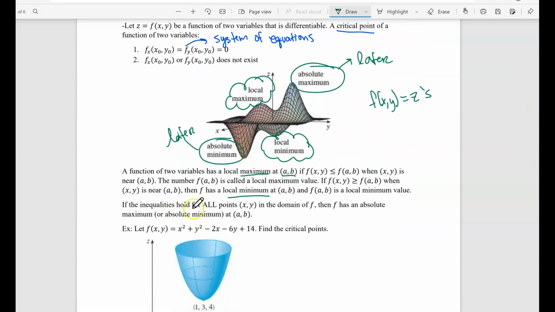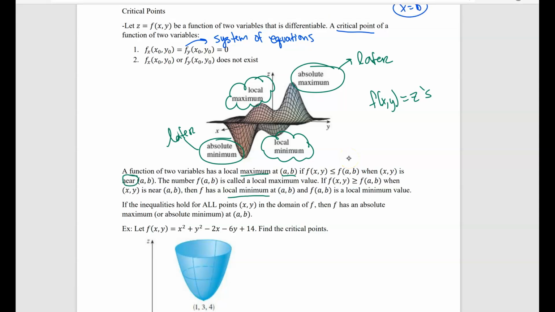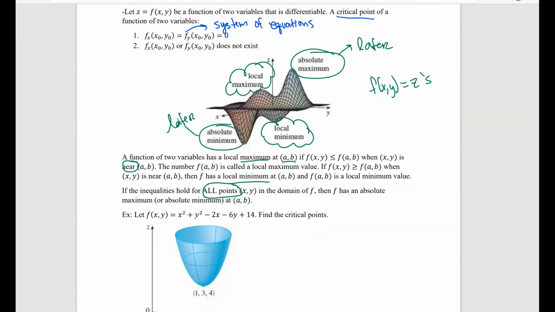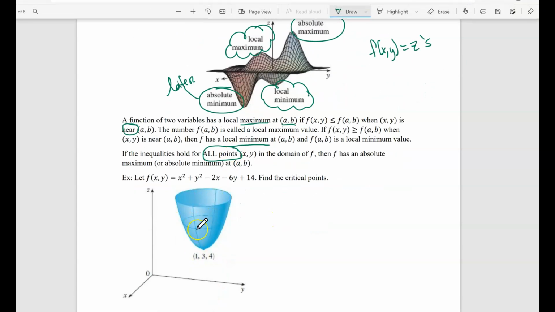So if the inequalities hold for all points x and y in the domain of f, then f is the absolute maximum or absolute minimum at (a, b). Okay, so here we're looking just locally, at some values that are near those points. But if it turns out that all the points satisfy that, then it'll be the absolute maximum or absolute minimum. So here's an example. I gave you the picture of this paraboloid, this elliptic paraboloid, and you can see that this guy is actually the lowest value in respect to all of these x and y values.